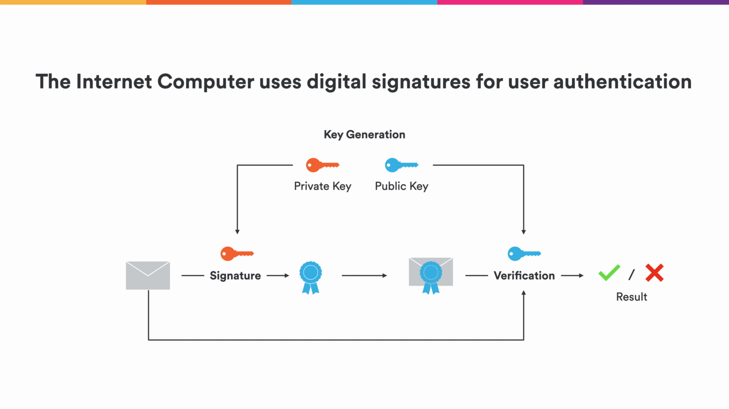The second algorithm is signing. It takes a message and the private key and produces a signature. When we use digital signatures for user authentication, this algorithm is run on the user side where the private key is held. The third algorithm is verification. It takes the message, the signature and the public key and verifies whether the signature matches the message and public key.